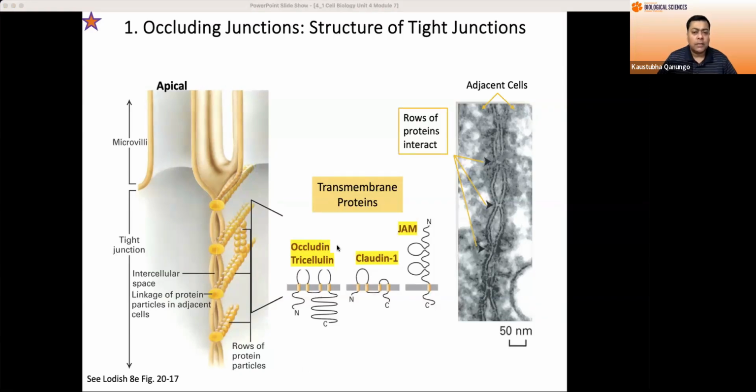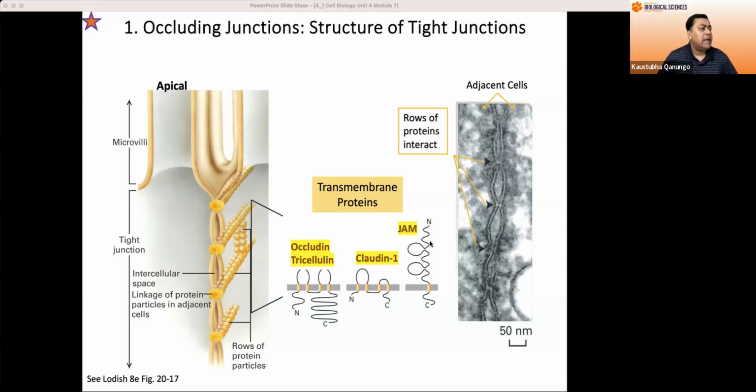So here you can see that there are some occludin and tricellulin. These are some of the proteins which have membrane domains. Then there is a claudin 1, which also has four transmembrane domains.